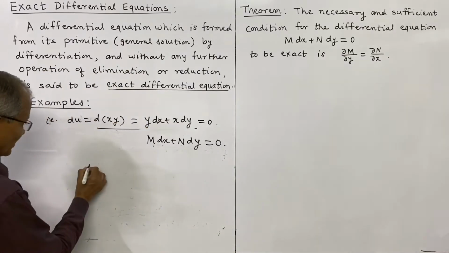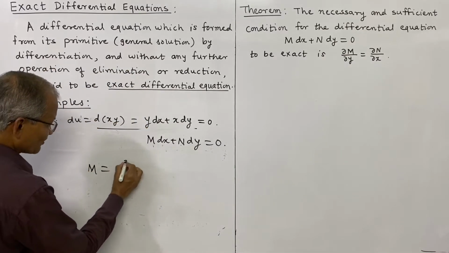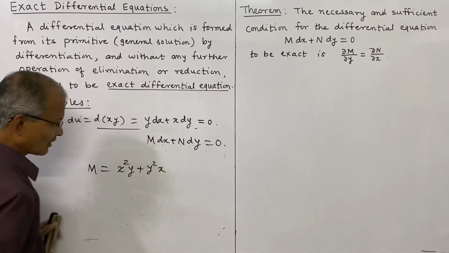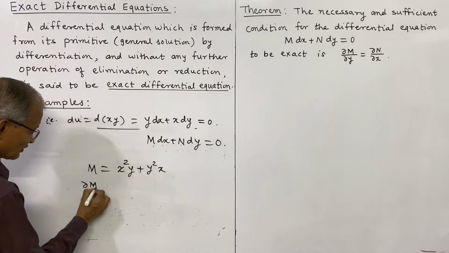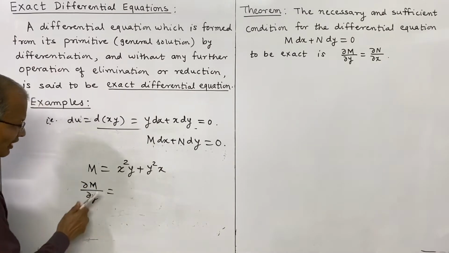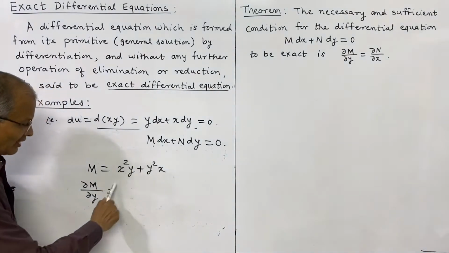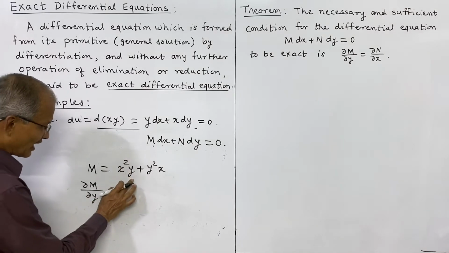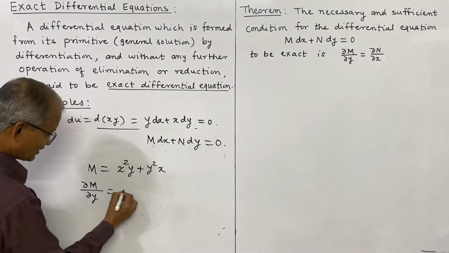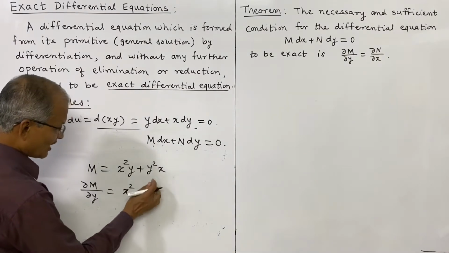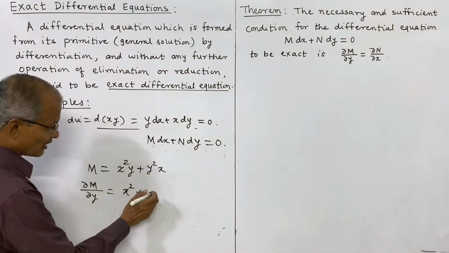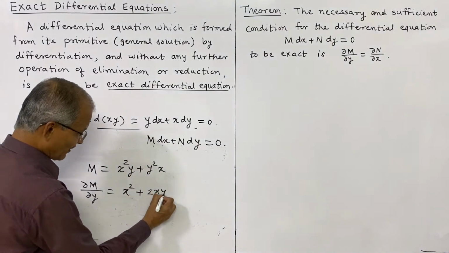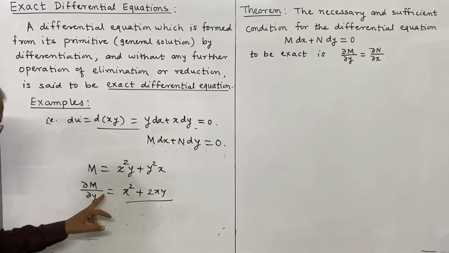So for example, if m is the function x square y plus y square into x, then what will be its derivative with respect to y? When we differentiate this with respect to y, we treat x as a constant, so x square is constant, and the derivative of y with respect to y is 1. So it is x square plus, here x is constant so it remains the same, and the derivative of y square is 2y. So it is 2xy. That is the partial derivative of m with respect to y.